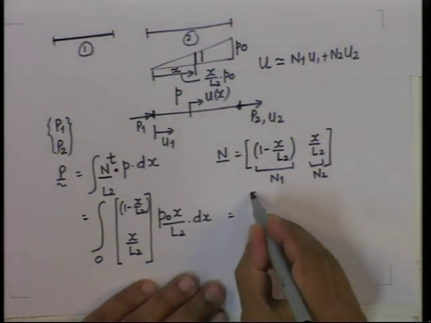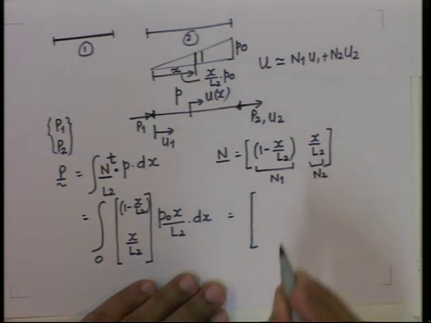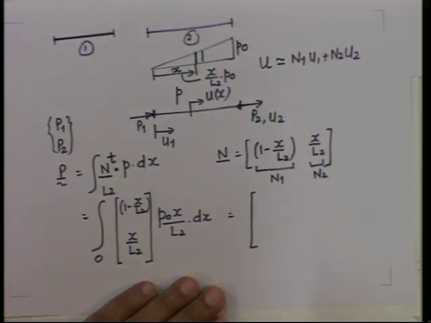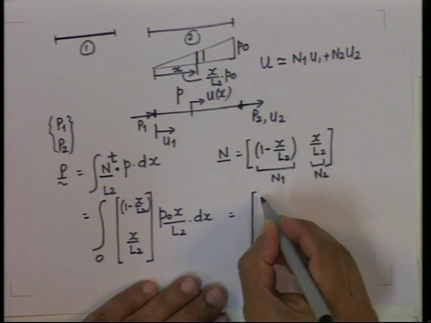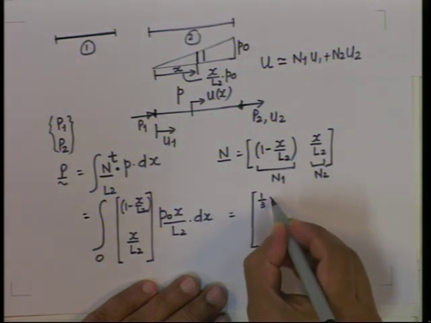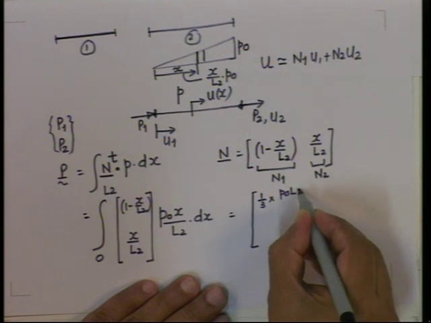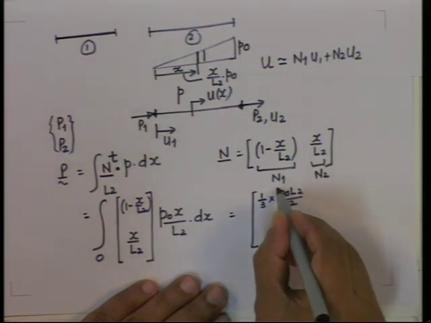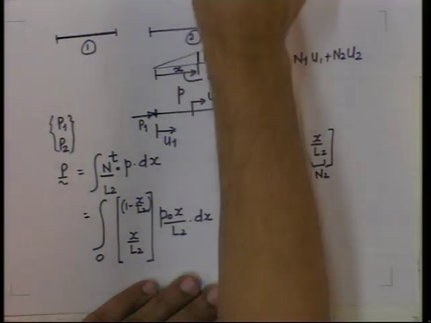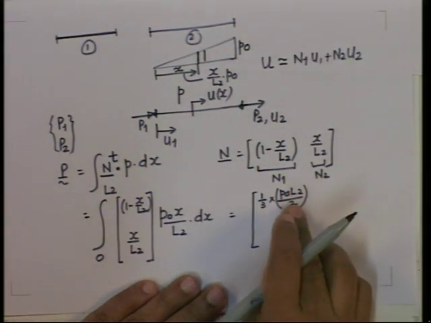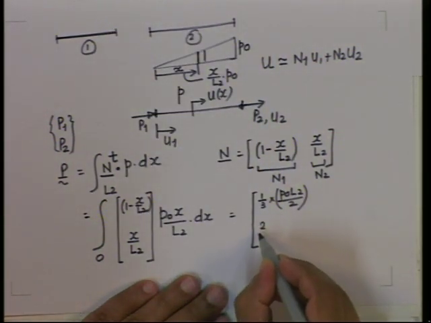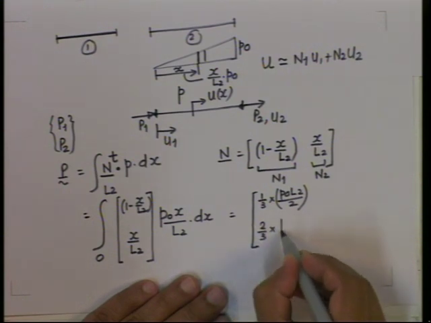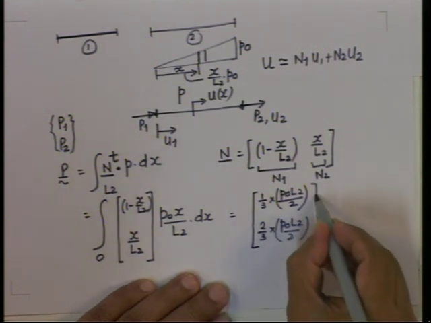So total load is P naught into L2 by 2, because this is the total area. Total load acting on the element is P naught L2 by 2. One third of it, P naught L2 by 2, at this node, and 2/3 at the other. Please check.